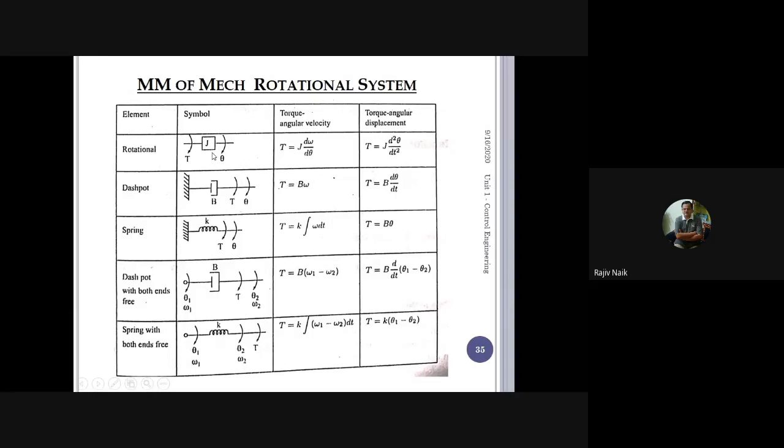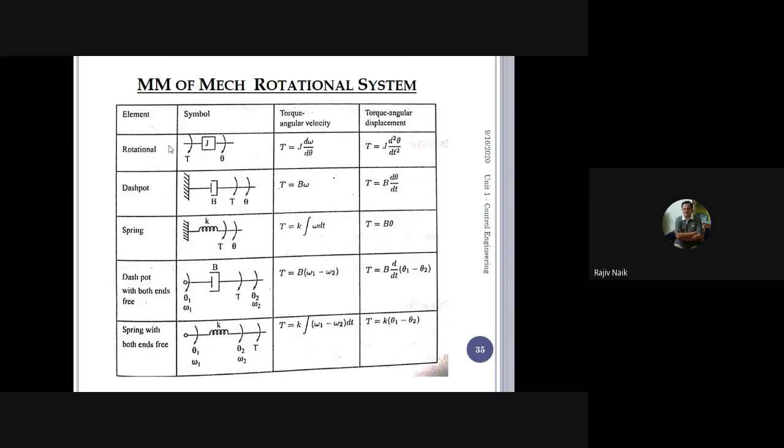J is not the polar moment of inertia, not area moment. This is a mass moment of inertia. So its value is half mr square, where m is the mass and r is the radius of the body. If it is subjected to a torque, instead of force, now you have a torque.